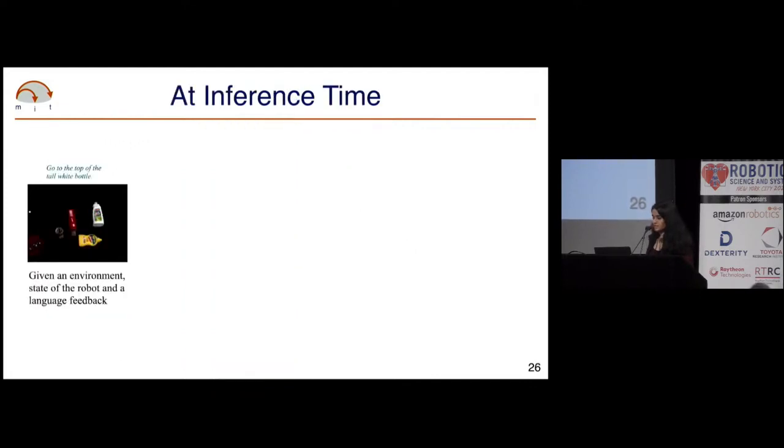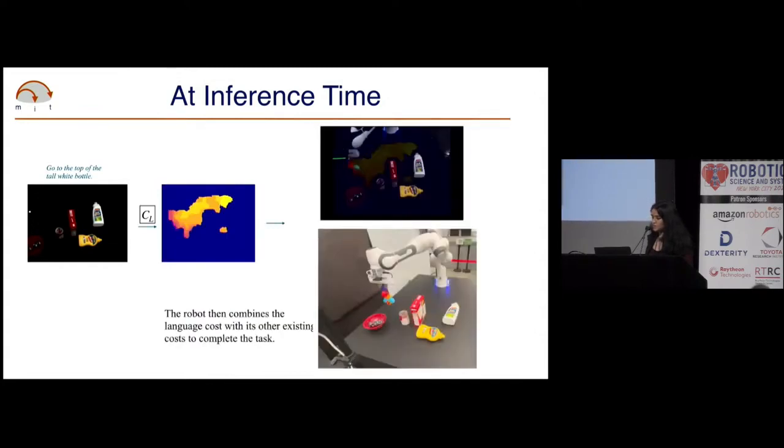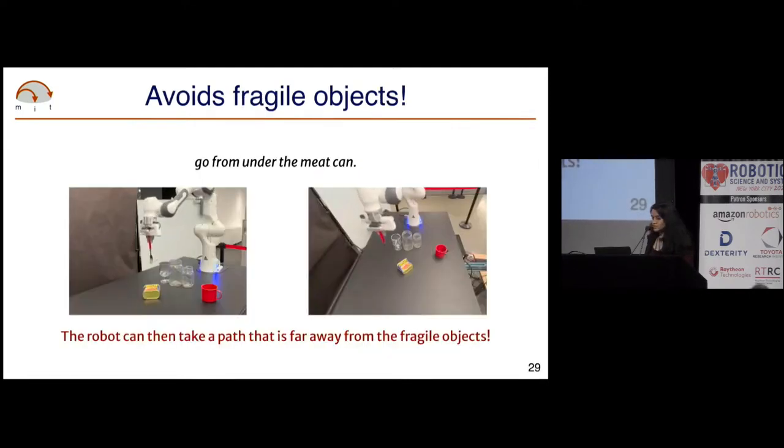In action, it looks something like this. The language correction model conditions on the initial state of the robot and environment and instruction and generates a cost map. This cost map, in combination with the robot's other costs, is then used by the planner to roll out a trajectory. To connect this back to the early example, this now allows us to on-the-fly update a robot's behavior to avoid fragile objects and glasses.